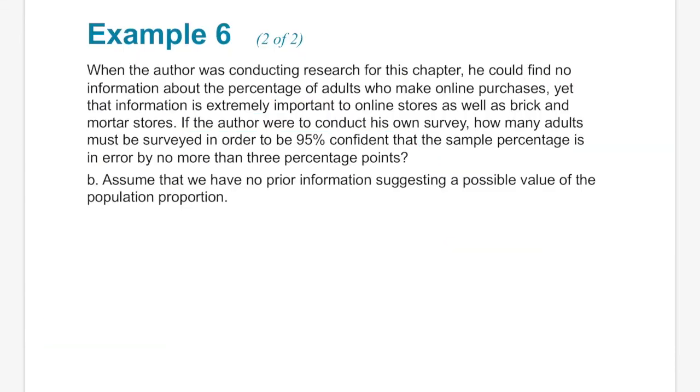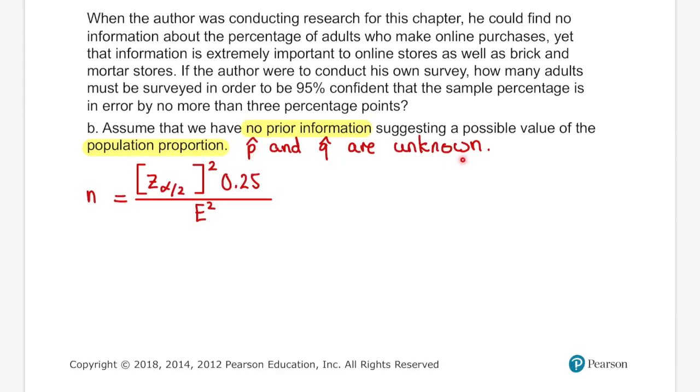Question B. We are given the same information, but B says to assume that we have no prior information suggesting a possible value for the population proportion. In this case, we don't know what p hat and q hat are. When p hat and q hat are unknown, we use this formula right here: z of alpha half squared times 0.25 over e squared. Z of alpha half was found in part A, 1.96, and e is still 0.03.